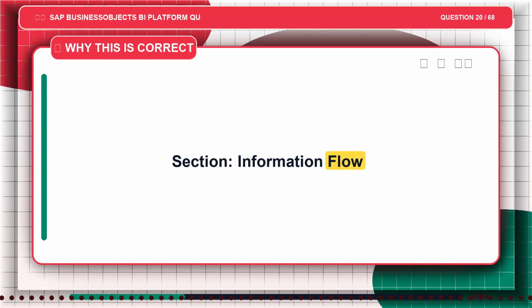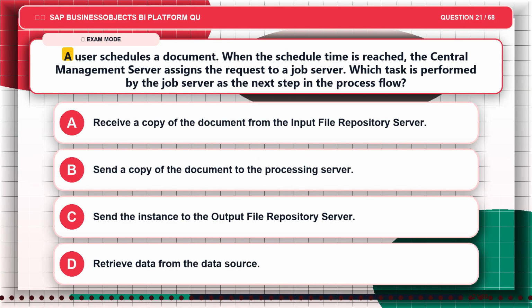Section, Information Flow. Question 21. A user schedules a document. When the scheduled time is reached, the central management server assigns the request to a job server. Which task is performed by the job server as the next step in the process flow? Option A, receive a copy of the document from the input file repository server. Option B, send a copy of the document to the processing server. Option C, send the instance to the output file repository server. Option D, retrieve data from the data source.